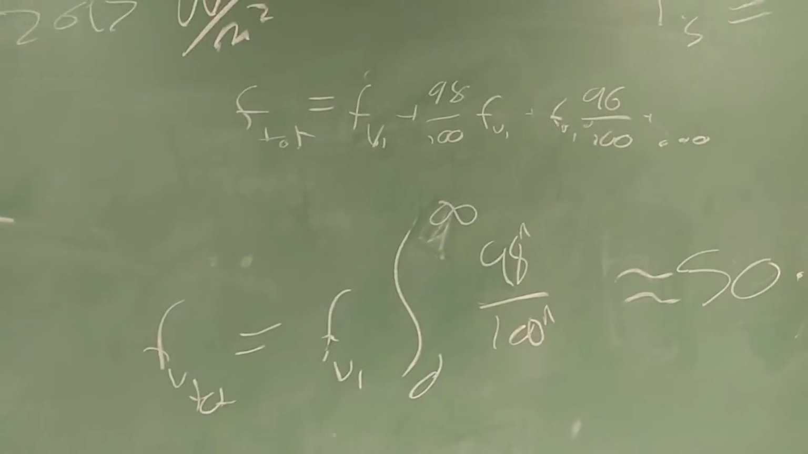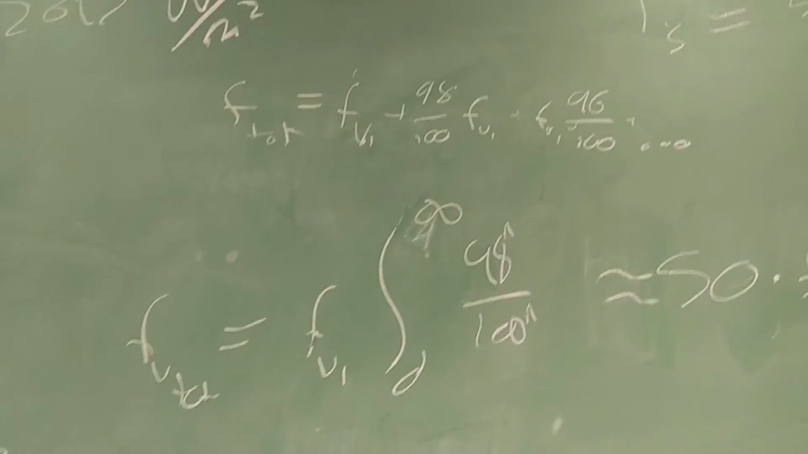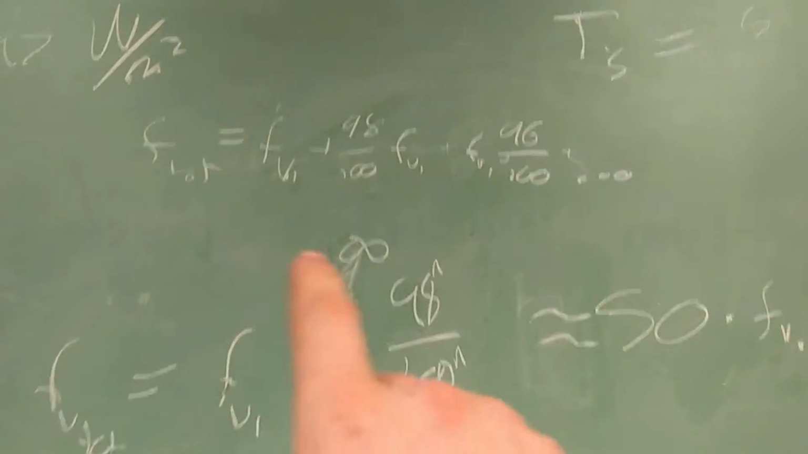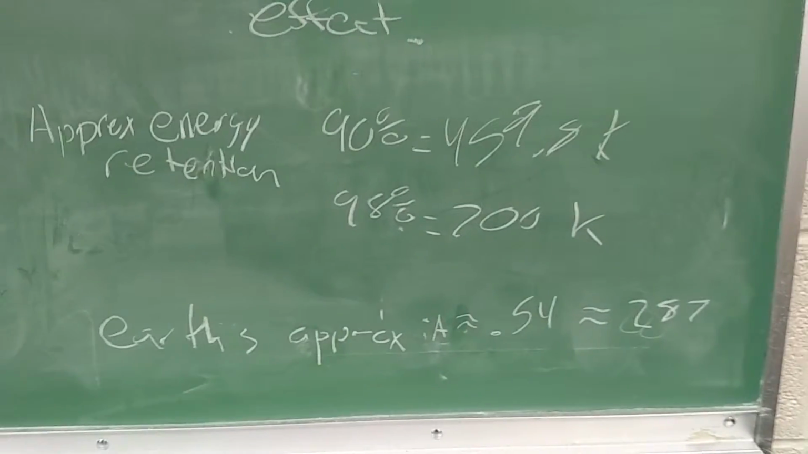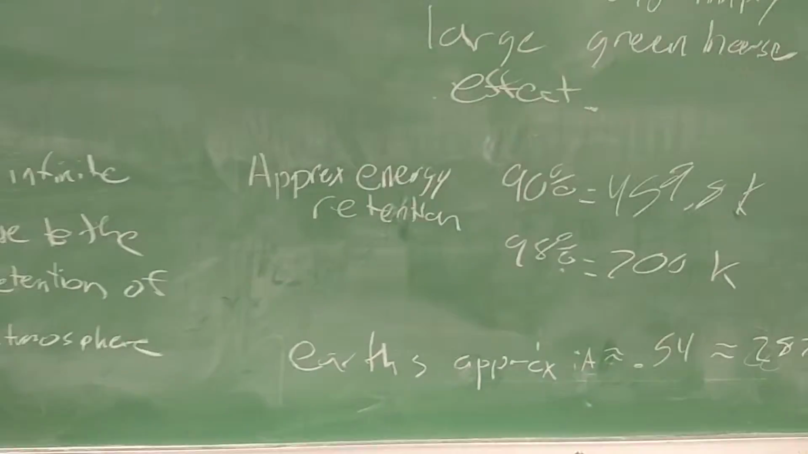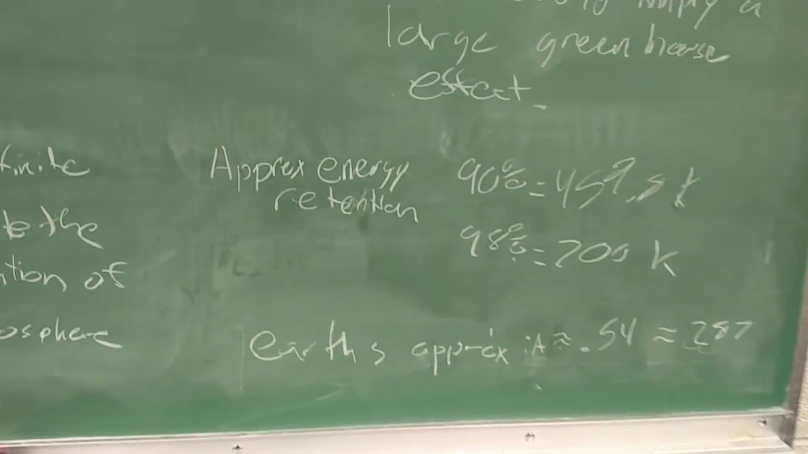So I calculated an energy retention of 98%. So that it's retaining, and then you're adding it as an infinite series, and solving the infinite series gets you 50 F times F of V. And then solving that, you get 700 Kelvin as the approximate energy retention.